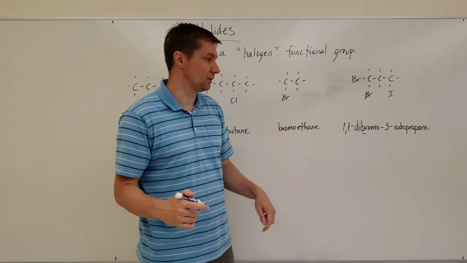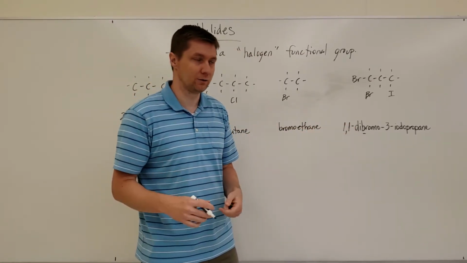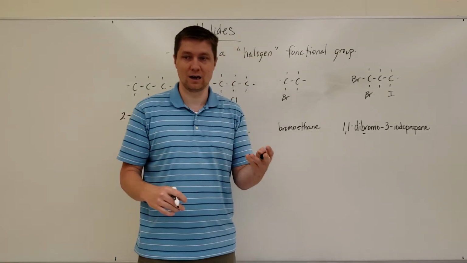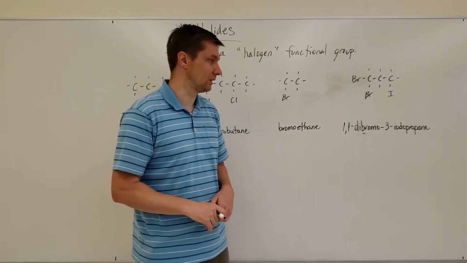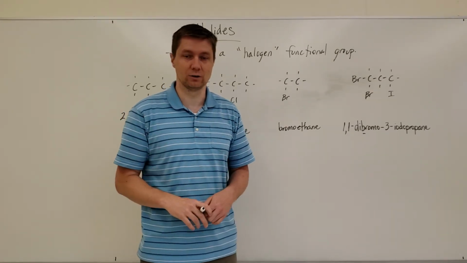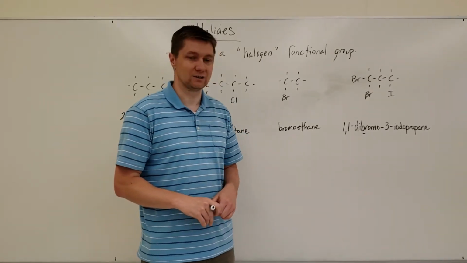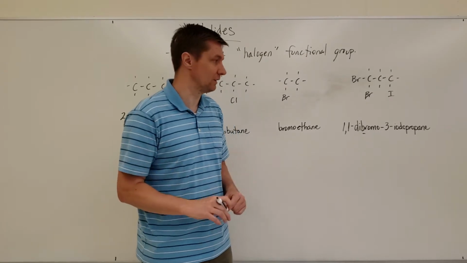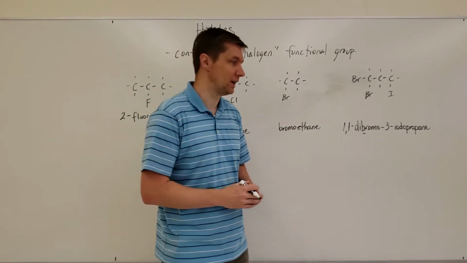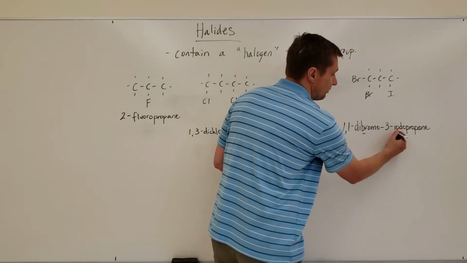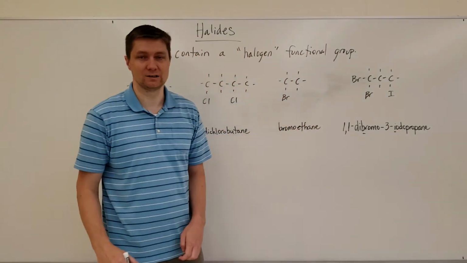Now this one, it doesn't really matter, but it can matter if you, for example, stick a di in front of an iodine or something like that. It could potentially change how you would alphabetize it. So we don't use the prefix, we just leave it as is. Alphabetize it based on the first letter of the actual halogen name. And so B comes before I, so I alphabetize it like that.